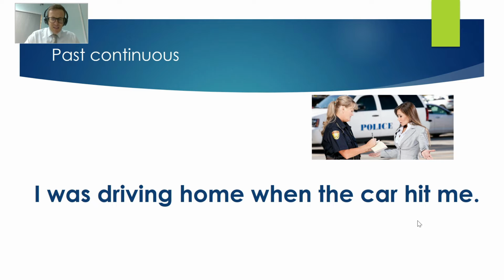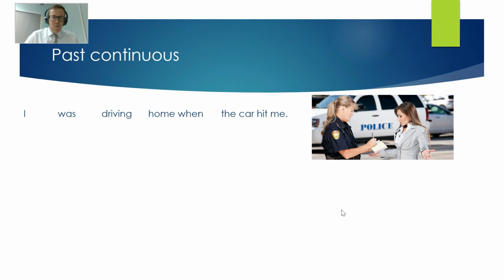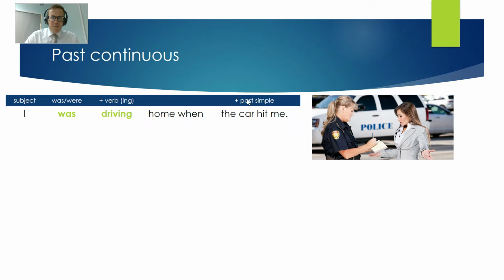Do you understand this sentence? We have two things happening in this sentence: was driving and hit. This was driving is past continuous and hit is past simple. So why do we use past continuous?